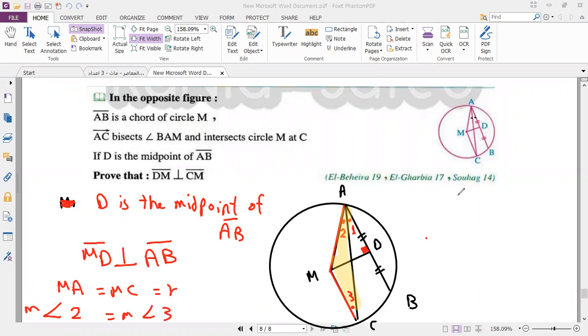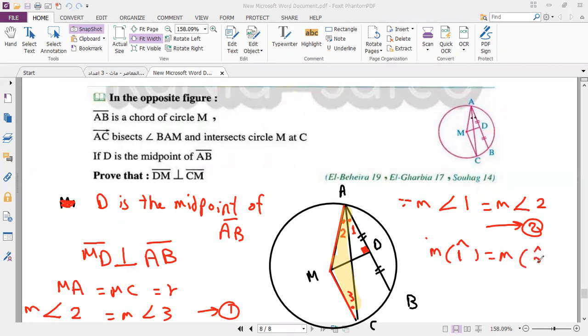And we have a given. The given is that the measure of angle 1 equals the measure of angle 2. This is a given. So the size of angle 1 is the same as the size of angle 2, and the size of angle 2 is the same as the size of angle 3. So angles 1, 2, and 3 are equal. So from this and from this, we deduce that the measure of angle 1 equals the measure of angle 3.